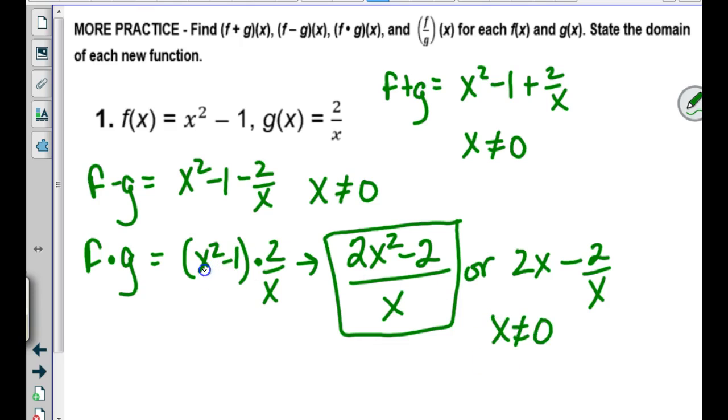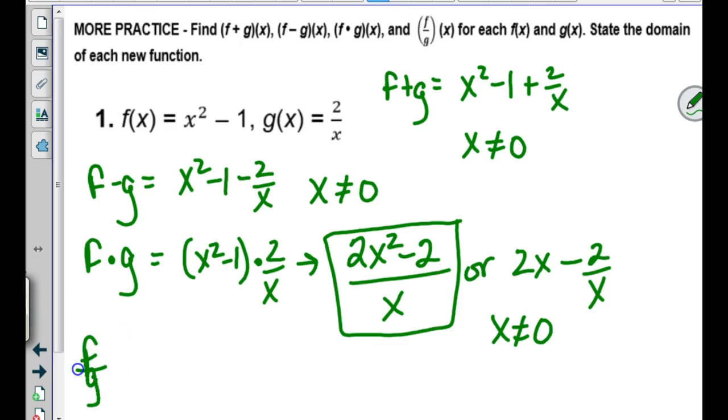Now, this did factor, right? x plus 1, x minus 1 before we distributed it here. Is that going to simplify anything, cancel anything if we distribute it or factor it? So there's a lot of ways I would accept that answer.